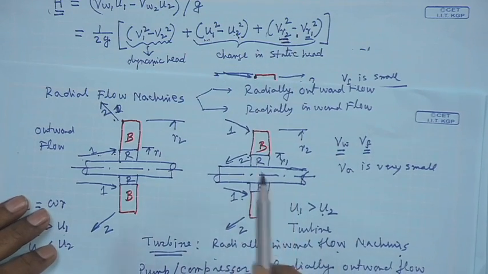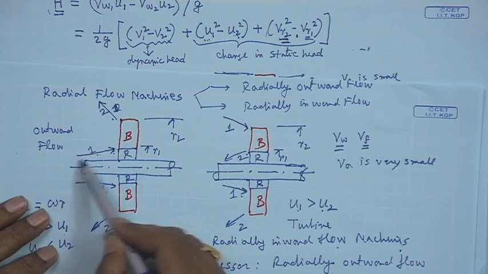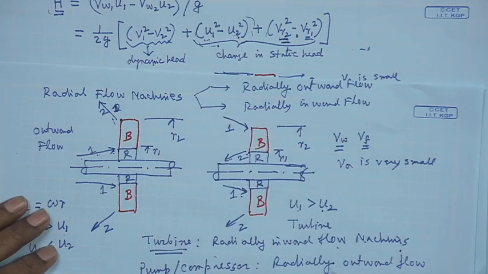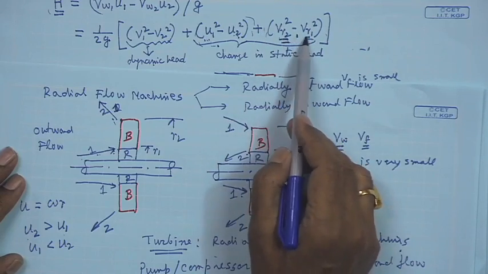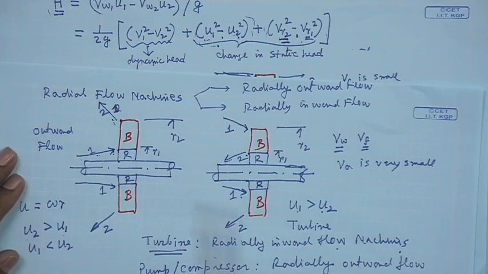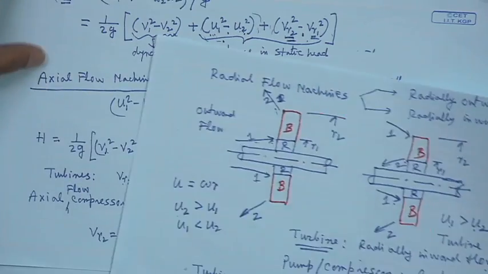Similarly, in case of pumps or compressors, it will be radially outward flow, that means this term should be negative, and at the same time, along the direction of the flow, the blade passage should be diverging, so that we get this part also negative, so that all the terms are additive and contributing together simultaneously in the head interactions. That means head given to the fluid or head given by the fluid. So, this concludes the discussions on axial flow and radial flow machines.